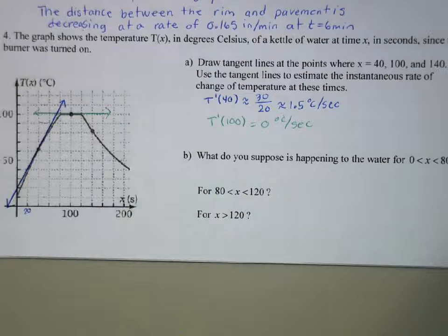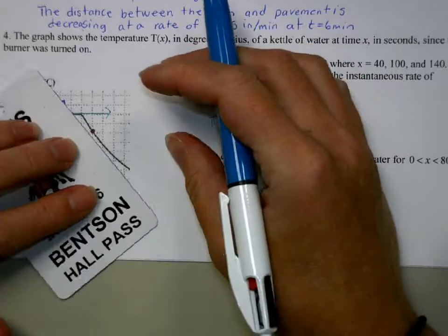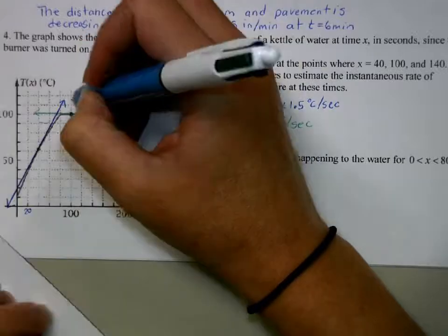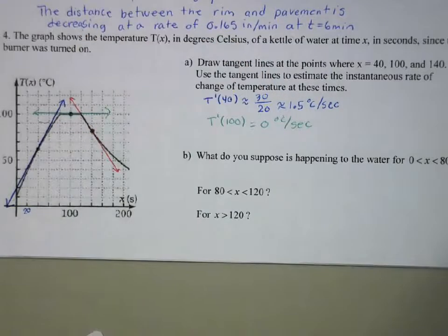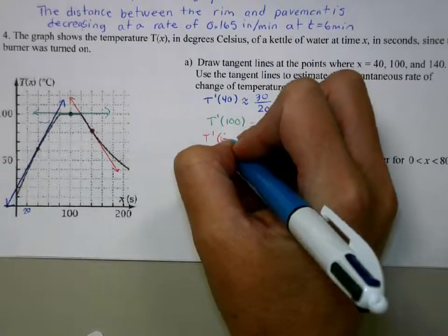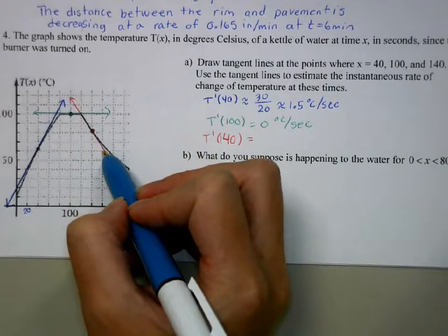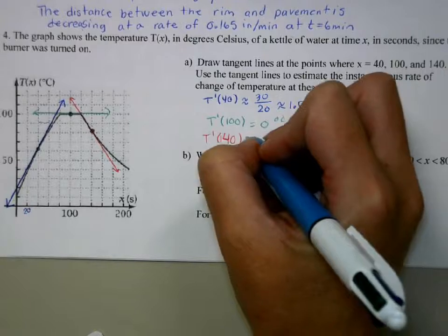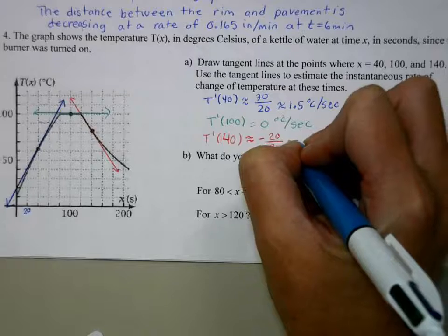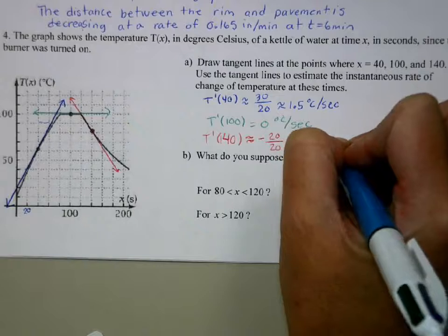Lastly, at 140, so T' at 140. We're going down maybe 20 and over 20, about. So negative 20 over 20, which is going to be negative 1 degree Celsius per second. It's negative because the temperature is now decreasing.